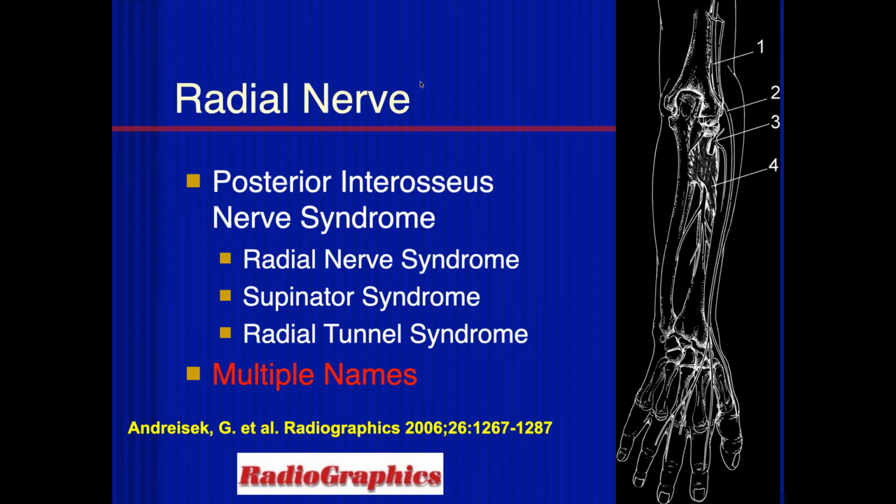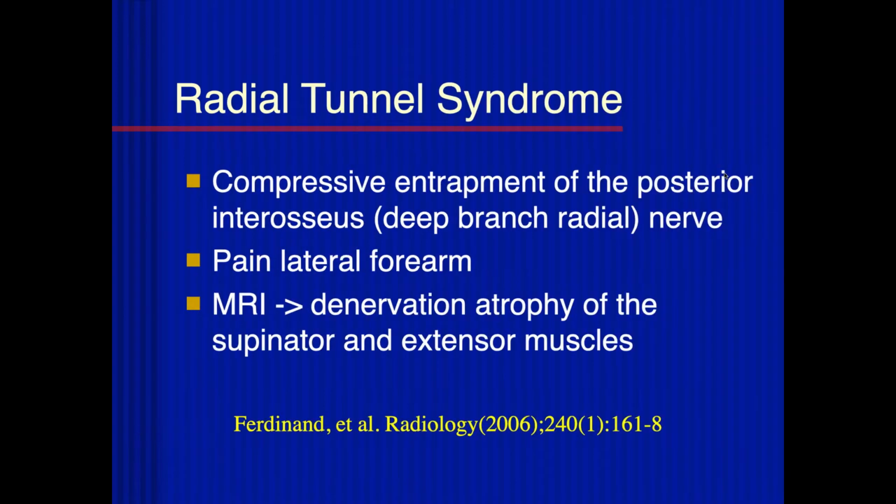And then let's go to the radial side, the radial nerve. Here you can get the posterior interosseous nerve syndrome. It's also called the radial nerve syndrome, the supinator syndrome, and the radial tunnel syndrome, with multiple names. But that's more on the lateral aspect of the elbow in this location. And as you can tell, the radial nerve actually supplies the supinator muscle. So radial tunnel syndrome, you get compression and entrapment of the posterior interosseous deep branch of the nerve. You get pain in the lateral forearm, and then you get denervation atrophy of more the supinator and extensor muscles, not the flexor muscles.